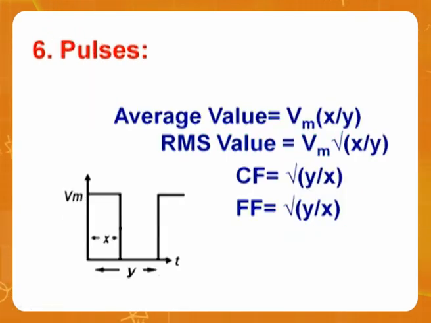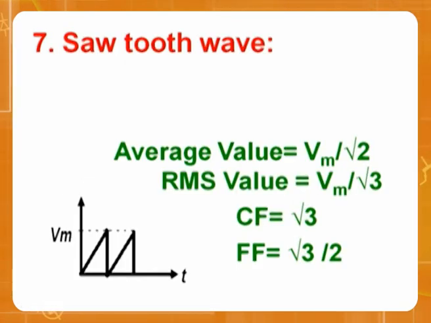Okay. Pulses. Suppose you have some pulse like this, and for that pulse you have to say x, y. Vm is the peak value, x is the existing period, y is the overall time. So average is Vm into x by y, the pulse time by time period. RMS also Vm into root of x by y, crest factor root of y by x, form factor root of y by x. This is a general expression given for pulse waves. So these are the different waveforms we have.